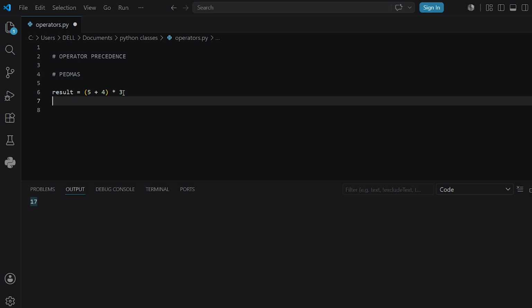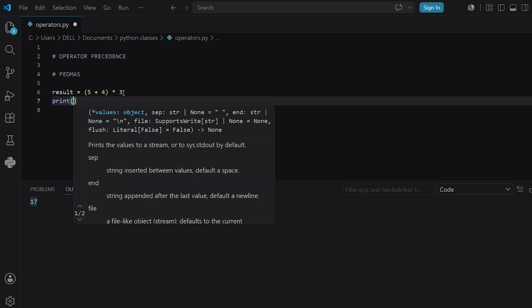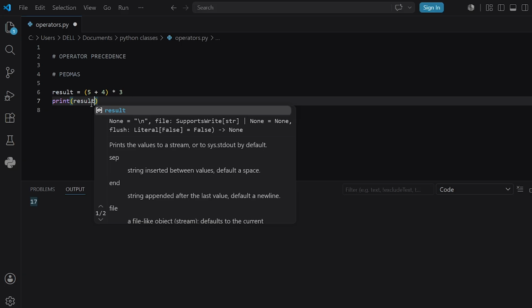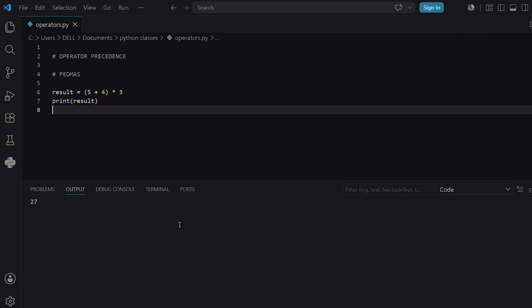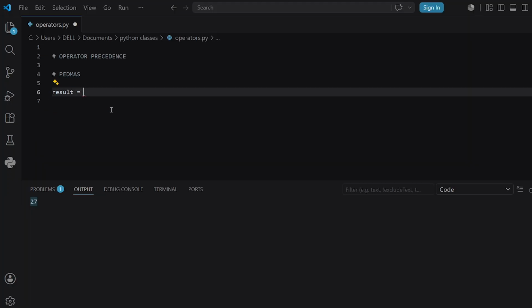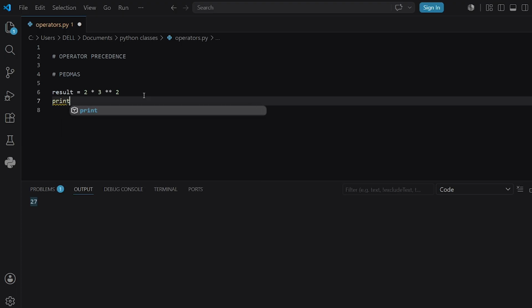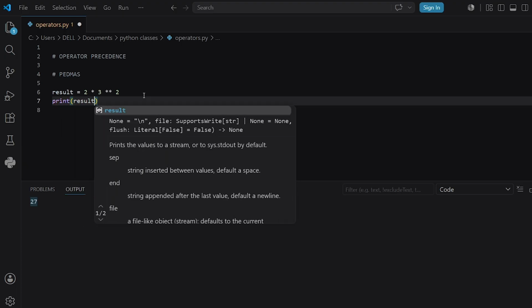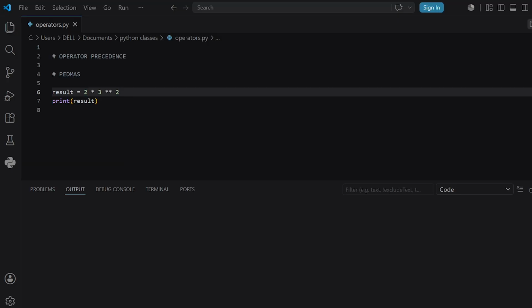Now let me print out the result. So here we have print result. Now if I run this program, we're going to be getting 27. Now let's look at another example. So here we're going to have result is equal to 2 multiplied by 3 raised to power 2. Now let me print out the result. So here we have print result. If I run this program, I'm going to be getting 18.